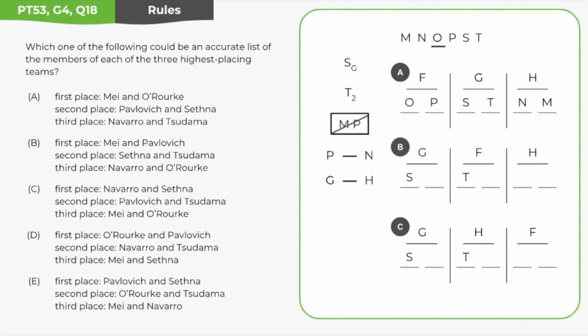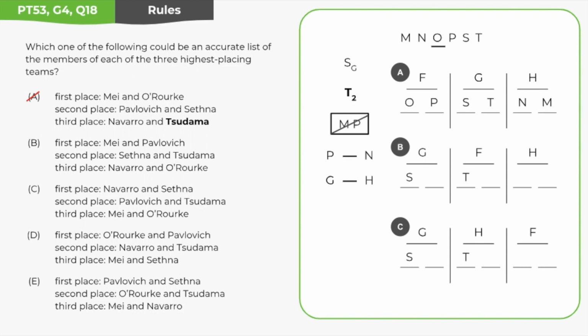All right, welcome back. So again, this is a rules question. We're just going to apply the rules one at a time, knock out the wrong answers, and whatever's left remaining should be the right answer. So if we look at the first rule, that S is on the team from G, since none of these answer choices are really telling us where the teams are going, whether F, G, and H are the first place, second place, or third place teams, it's going to be really hard to apply that first rule. But if we take the second rule, we know that T is on the second place team, and in answer choice A, it's on the third place team. So we could use the second rule to get rid of A.